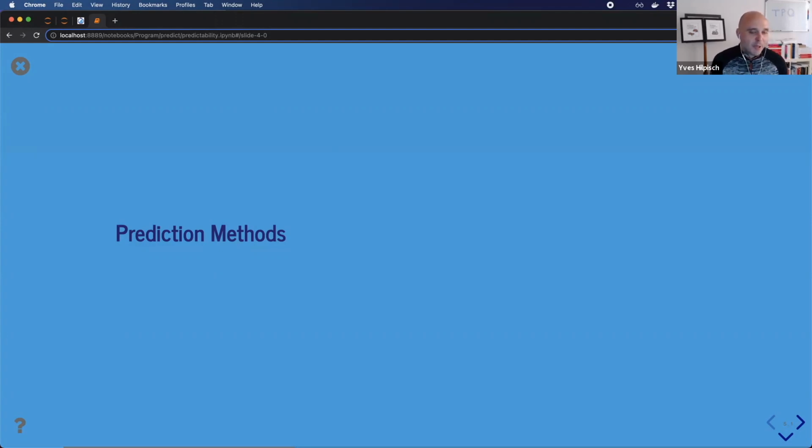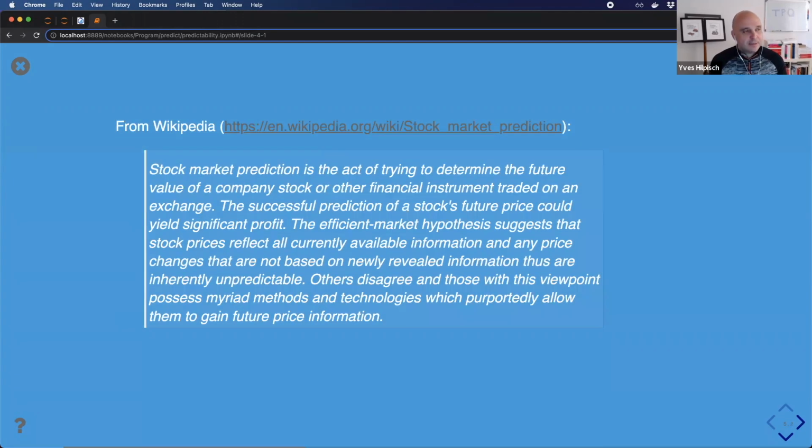So how did people in the past try to predict the markets? There are quite a few methods, but maybe first look here. Even for stock market prediction, you find an entry on Wikipedia, right? So stock market prediction is the act of trying to determine the future value of a company stock or other financial instrument traded on exchange. Again, for us, simplifying assumption, direction is what we're interested in.